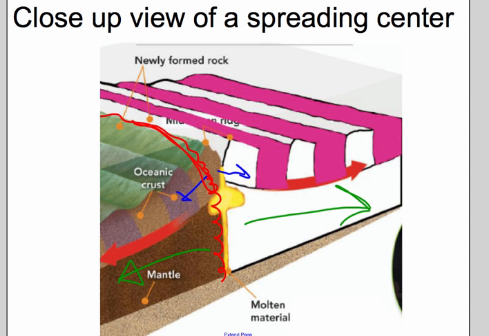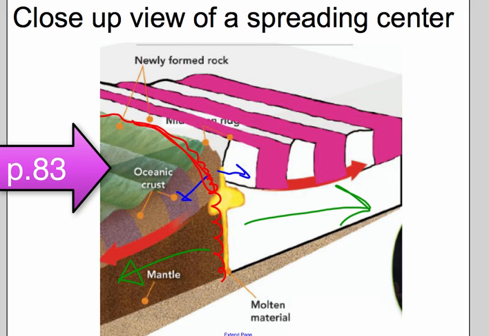And here's a closer up view of that magma coming out, hardening right here, and then it's going to get pulled apart very slowly over time, and you get a reversal. North positive, south positive, north positive, south positive. Well, hopefully, no pun intended, you get the picture.